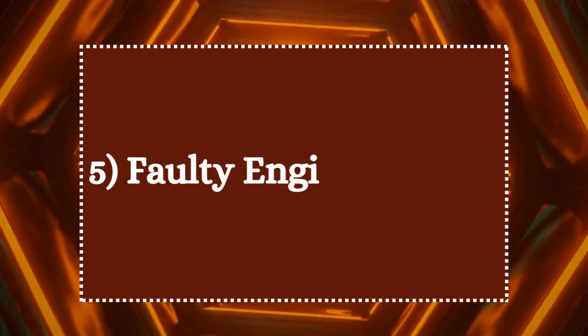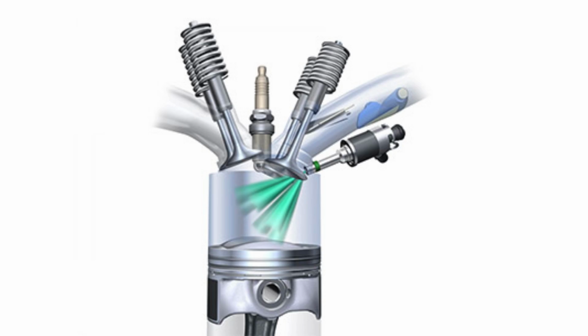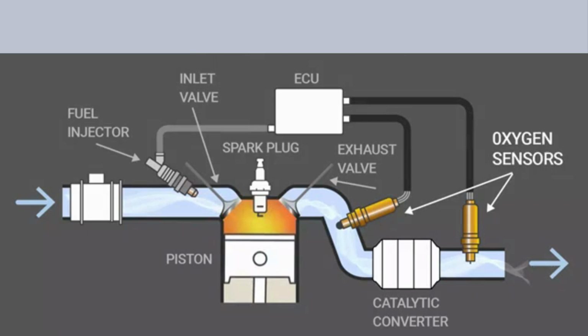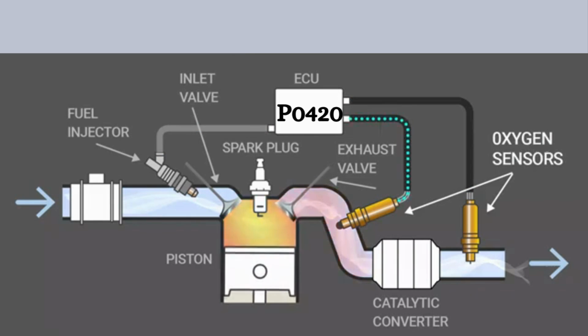5. Faulty engine control unit. The engine control unit controls various functions including fuel injection and emissions control. If the ECU malfunctions, it might misinterpret data from the O2 sensors or other engine components, falsely identifying a problem with the catalytic converter and triggering the P0420 code.